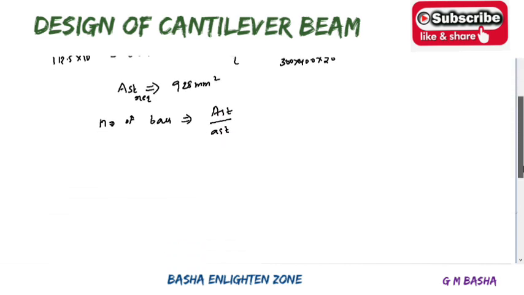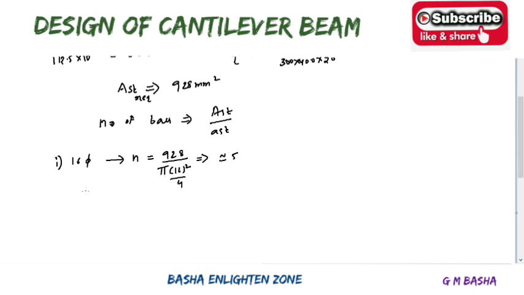First I will come with the 16 mm dia bar. So the number of bars n will be equal to AST required, capital AST, which is 928, divided by small ast, which is pi into 16 square by 4. If you simplify, you will get approximately 5 bars.